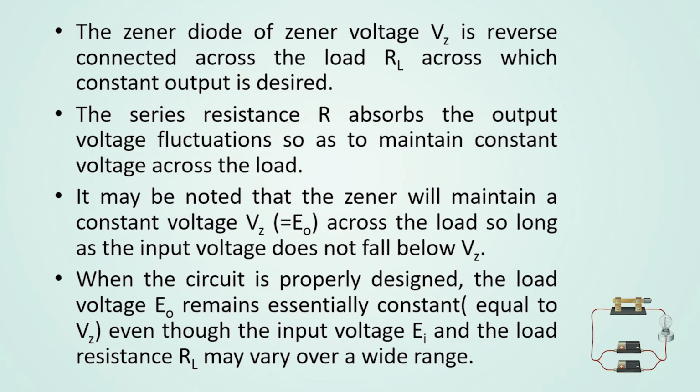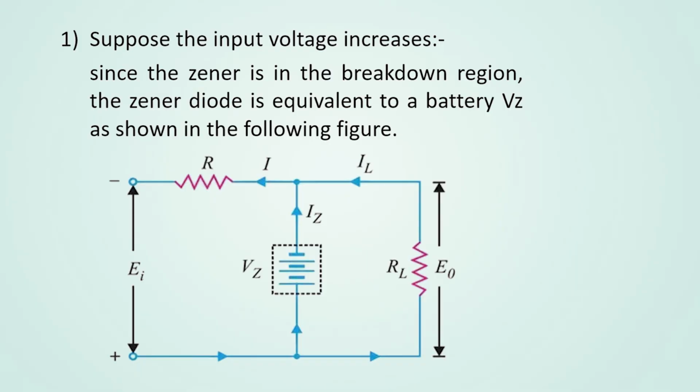So, when the circuit is properly designed, the load voltage E naught remains essentially constant, that is equal to Vz, even though the input voltage Ei and the load resistance RL may vary over a wide range. So, here the main function of the voltage regulator is that even if the resistance RL or the voltage across it changes, or even if the input voltage Ei changes, the output voltage E naught will remain constant, equal to the Zener voltage Vz.